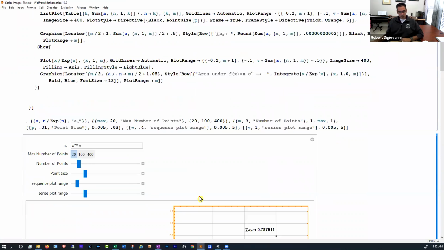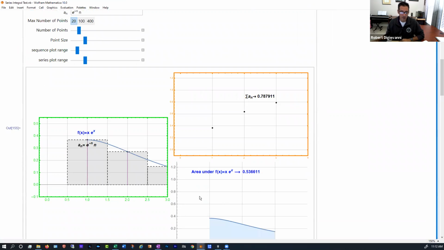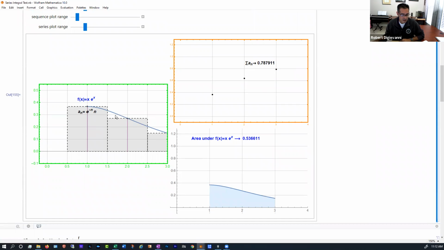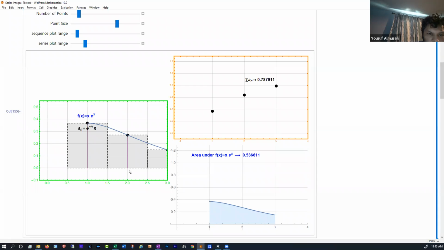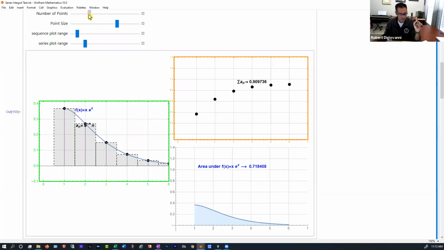So here we go. I've got a lot of stuff here for you to look at. On the left-hand side here in the green box, and I need to make these points a little bit bigger so you can see them. What you're seeing here is the black dots are the sequence of points, right? The sequence, not the series, the sequence. So when you plug in 1, you get this. When you plug in 2, you get this, and I can have more points here. And then the blue curve is the sequence rewritten as a function of x.